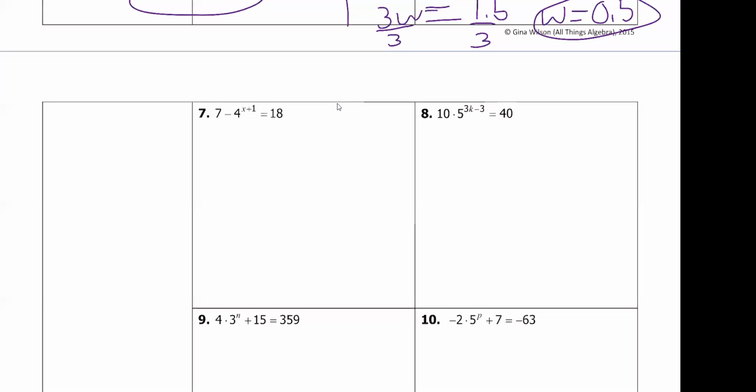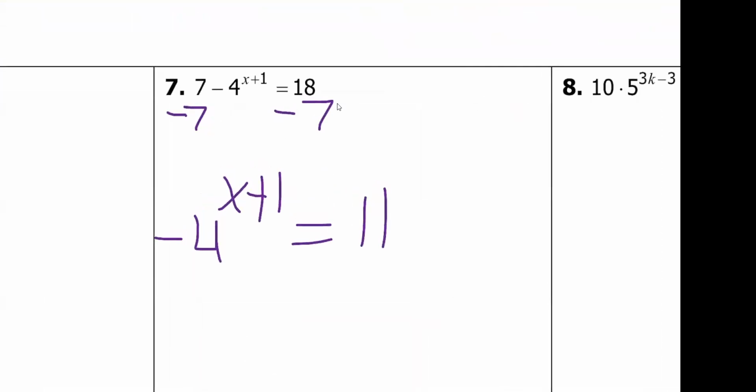Question 7, pretty much the same idea. You'd want to subtract the 7. So you'd have negative 4x plus 1 equals 11. We've got to be a little bit careful with this negative. It's not included in what's being raised to a power. You're going to actually want to get rid of this negative 1 that's times this exponent part. The negative 1's not actually being raised to the power, if that makes sense. So you'd also want to divide by negative 1.